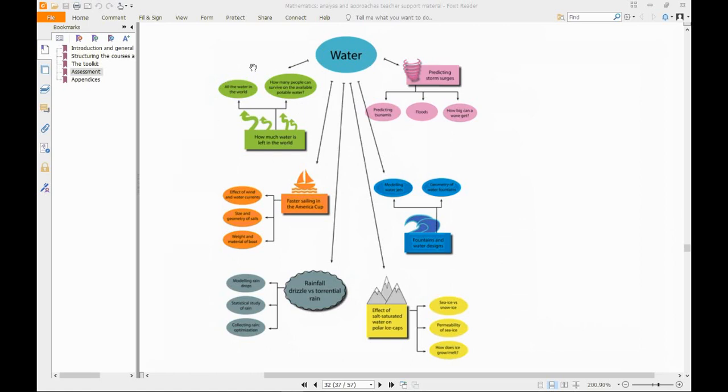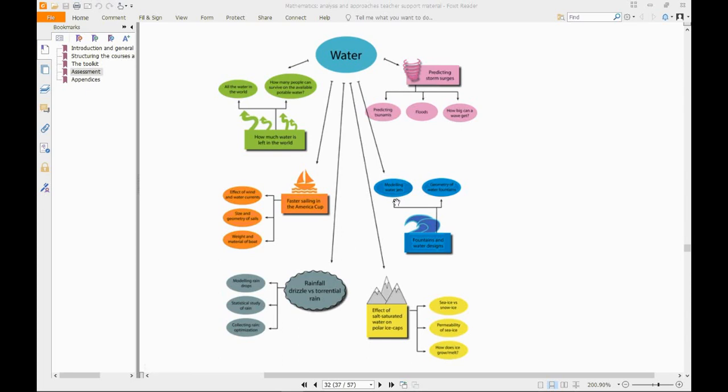So we've got questions here about how many people can survive on the amount of potable water that we have on Earth. So we need to figure out a way to estimate how much water there even is on Earth. We could talk about storm surges. We've got tsunamis, floods. How big can a wave be? Sailing. Effect of wind and water currents, size and the geometry of sails, weight and material of the boat, rainfall. We've got drizzle versus torrential rain. We can model the rain droplets, do a statistical study. We could collect rain and do something with that.